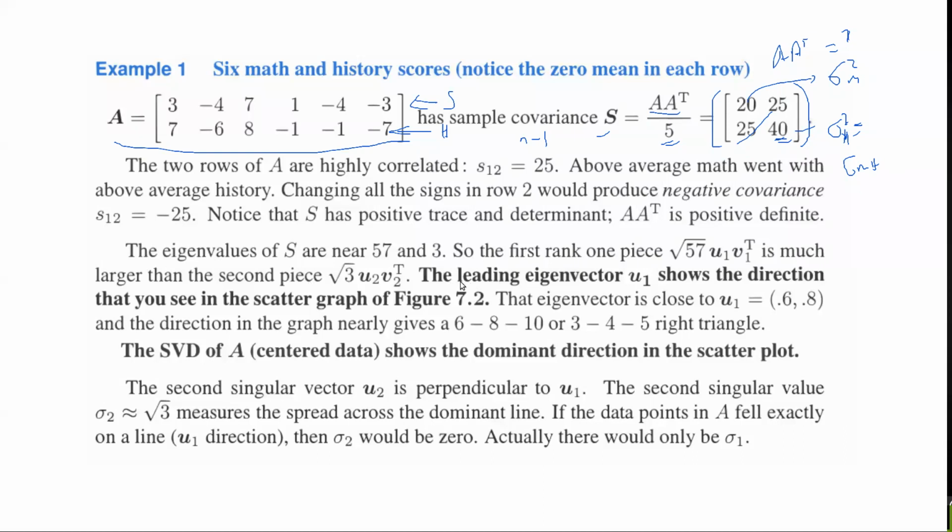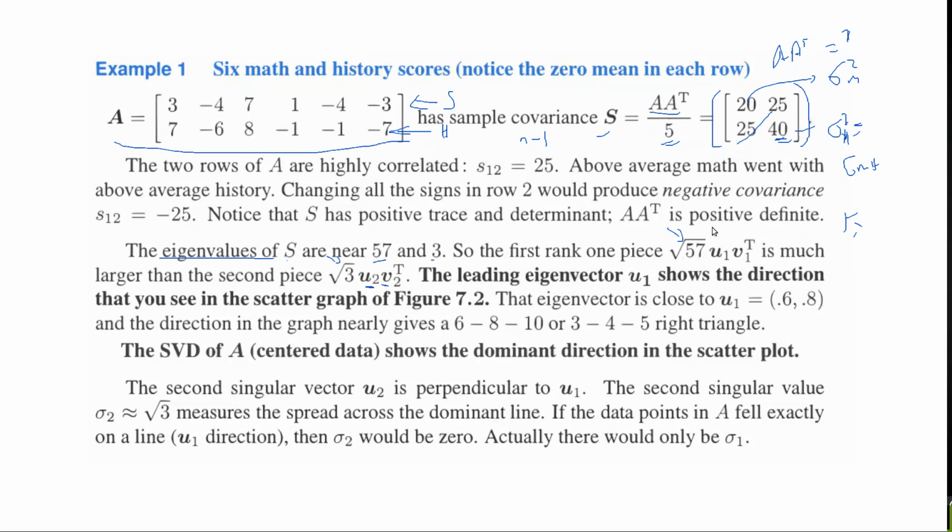Now if we look at the eigenvalues of this matrix X, they are near 57 and 3, and so then we can find the singular values. Remember, the singular values are the square roots of the eigenvalues. So the singular values will be root of 57 and root of 3.